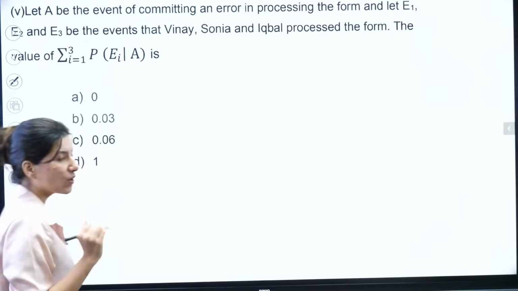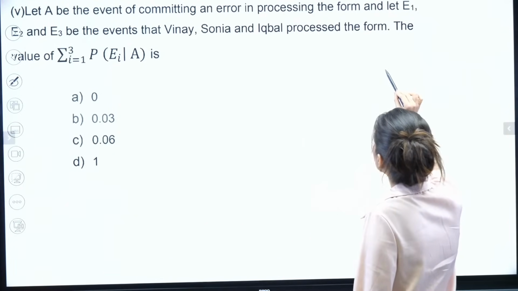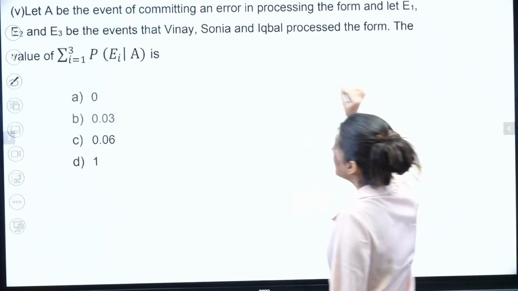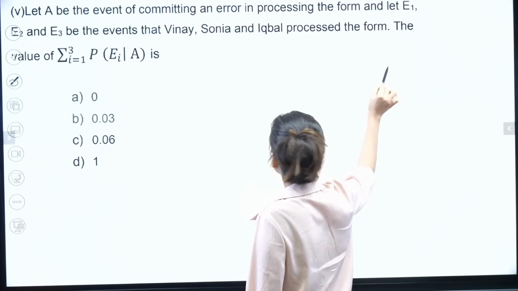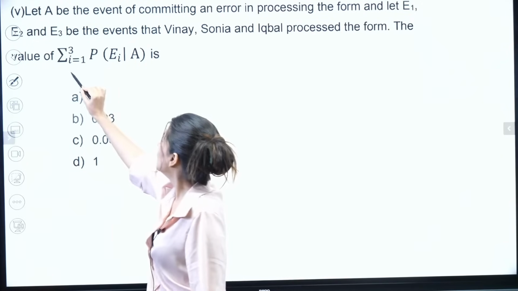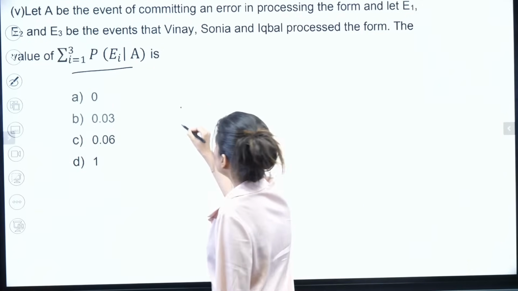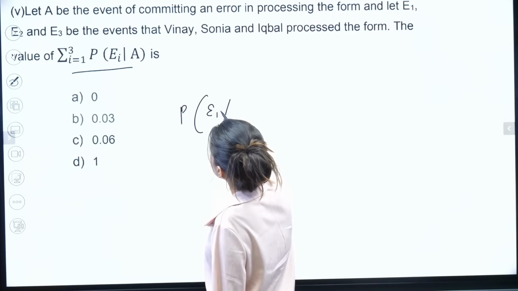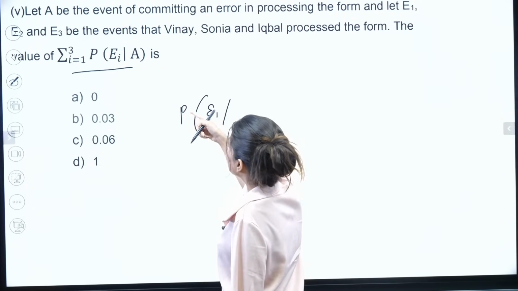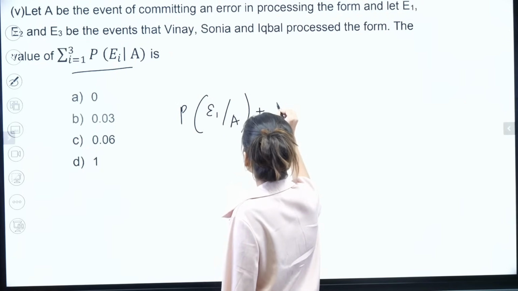Next, last thing over here. Can you see? Let A be the event of committing an error in processing the form, and let E1, E2 and E3 be the events that Vinay, Sonia and Iqbal processed the form. The value of this is what we have to figure out. That means probability of error has been done, and probability that Vinay has processed given that error has occurred.